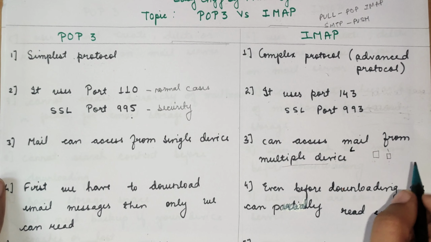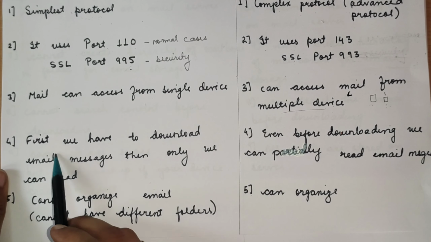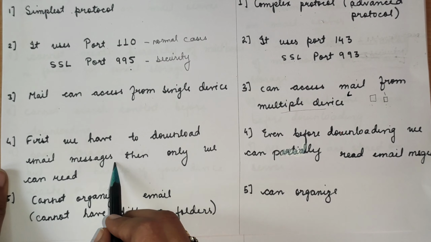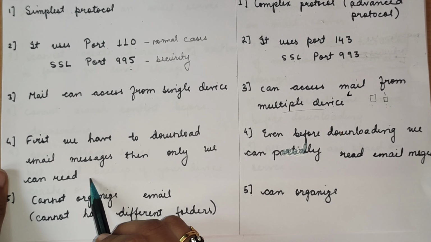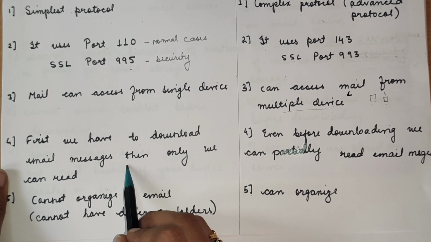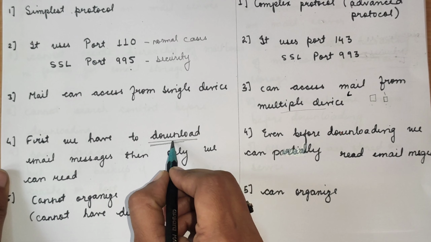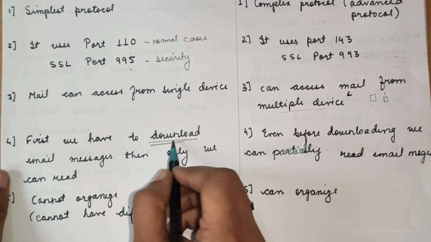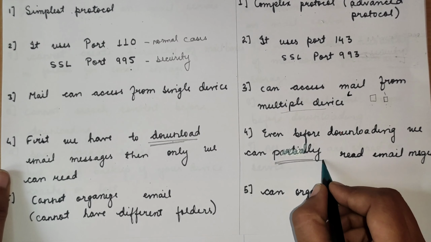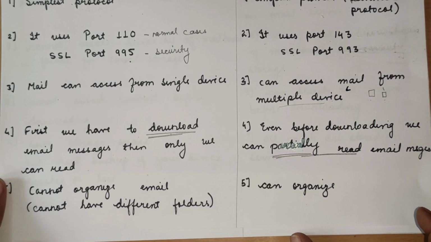Now the next difference is, first we have to download the email messages, then only we can read them. In the case of IMAP, even before downloading the messages, we can partially read the messages, whereas in the case of POP3 we cannot read the message unless and until we download it. First of all we have to download the message, then only we can read it, whereas in IMAP we can partially read the messages even before downloading.